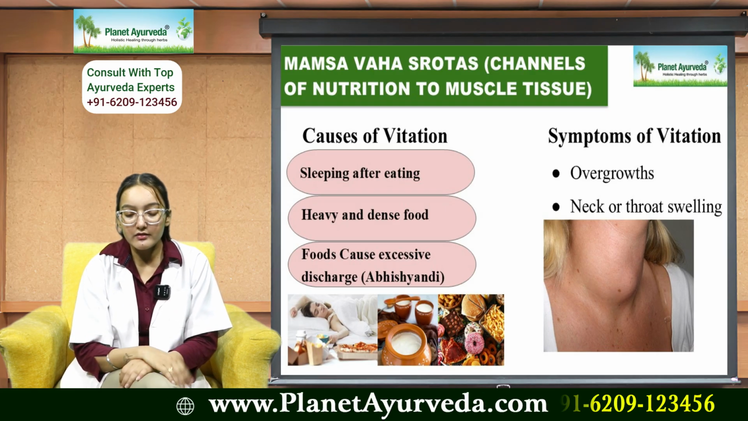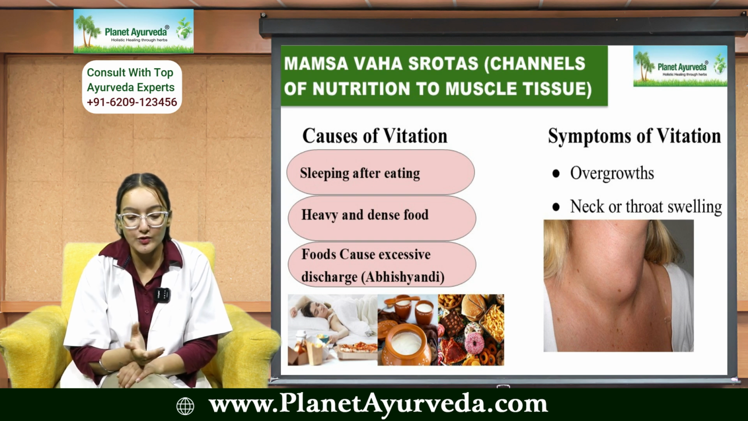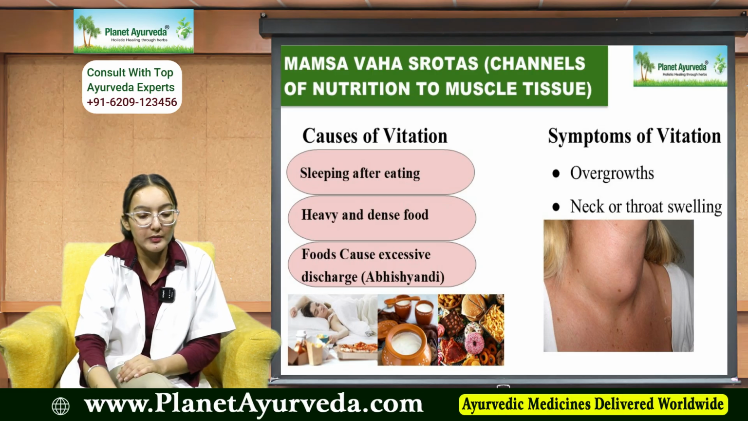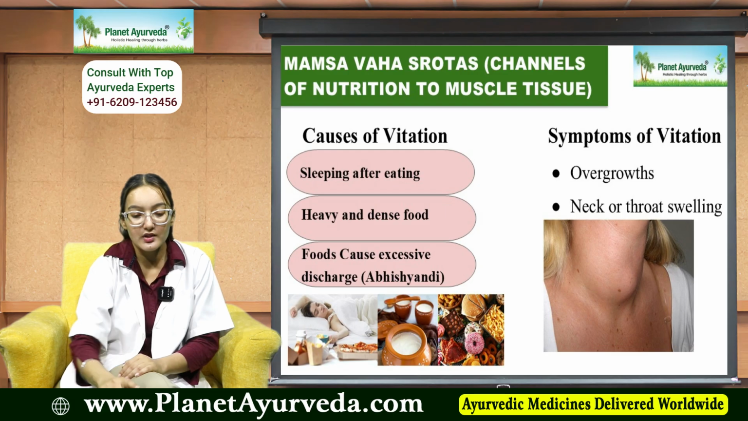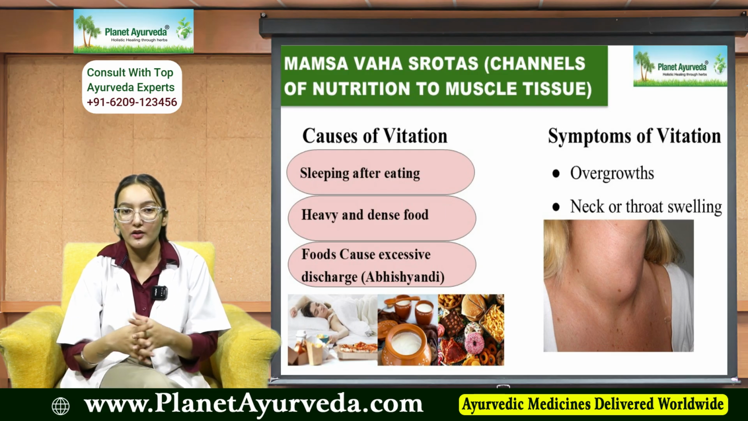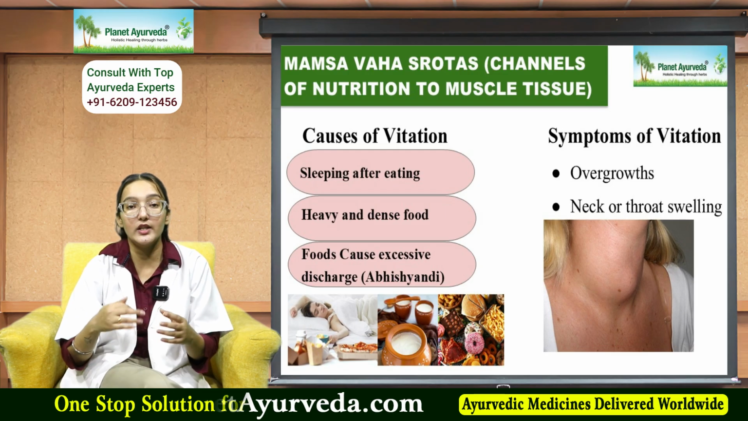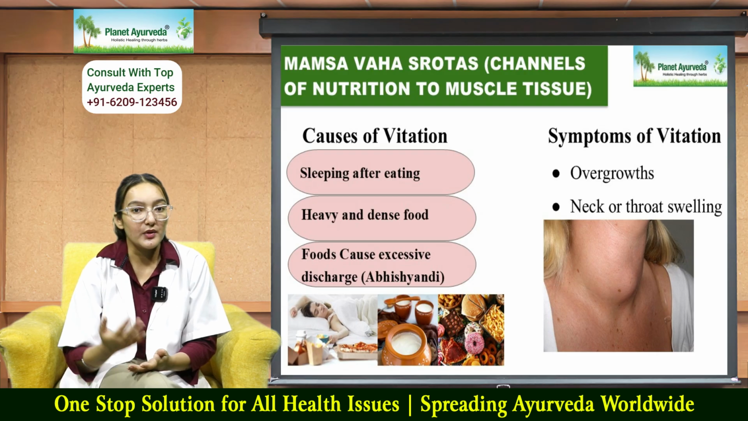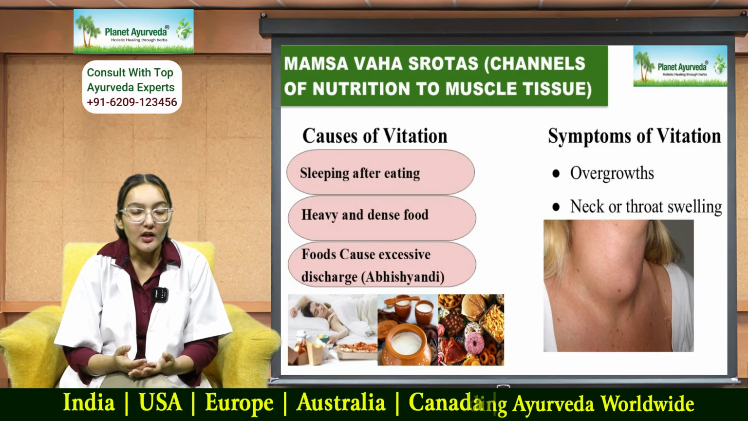So symptoms here, it is written that neck or throat swelling is there, overgrowths will be there. Basically, when there is an increase of kapha dosha, there will be vitiation of Mamsavaha Srotasa, and it will lead to overgrowth, and obstructions in those channels will lead to obesity like things, or heavy weight, or some may experience hyperlipidemia. There will be more lipid formation.